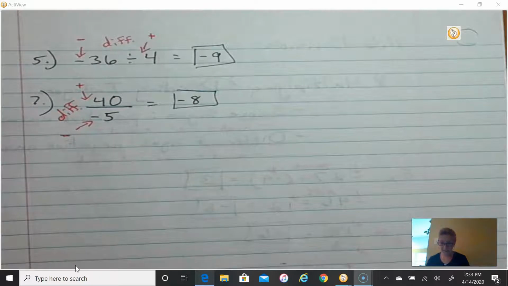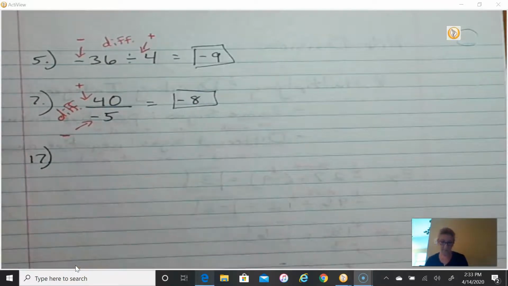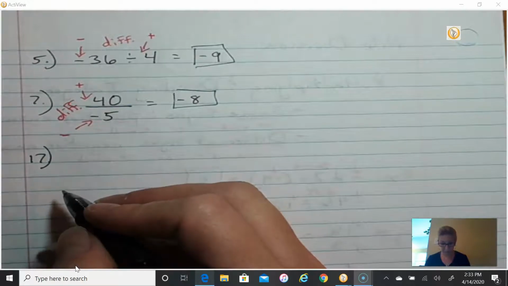Okay, let's move down to section B, number 17. And yes, I'm going to be having y'all do some of these as well. In fact, let's see, 1, 2, 3, 4, 5, 6, 7, 8, 10, I'm going to have y'all do a few math problems on this.